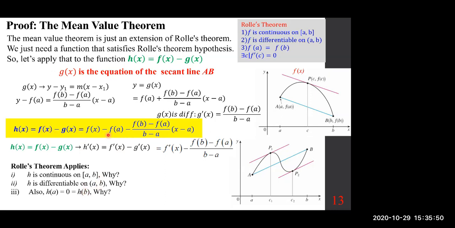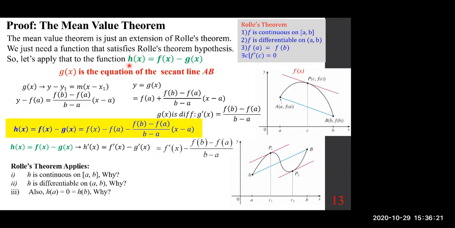Plug in b, okay, you get f of b minus f of a, minus f of b minus f of a over b minus a, and these two cancel each other. These two, with the negative, cancel each other. So I hope you can verify this. I leave it for you to verify. Therefore, Rolle's theorem applies, and if Rolle's theorem applies, there is a place where h prime is 0.